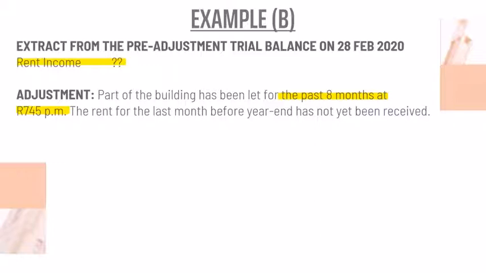Then it says the rent for the last month has not yet been received. So the adjustment that we need to make is we just have to go and record the rent for February 2020. What is the rent value? 745 Rand per month. Really easy.